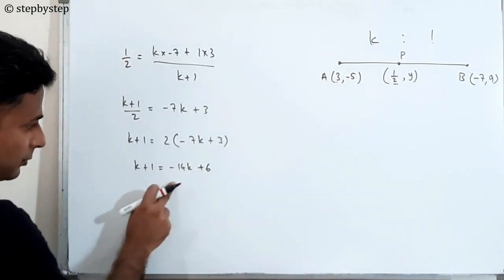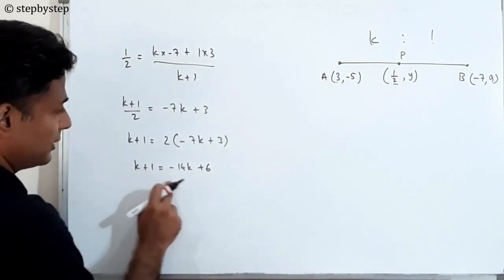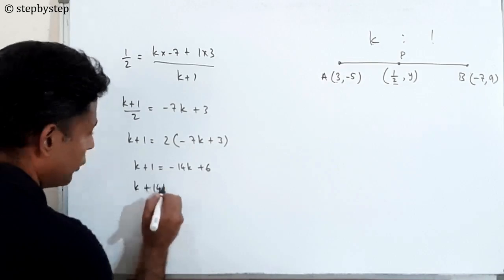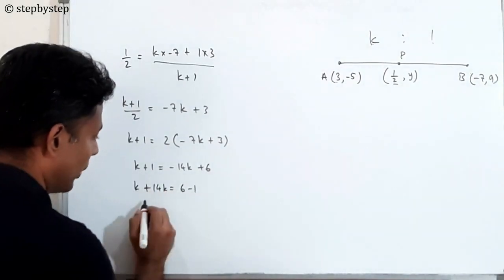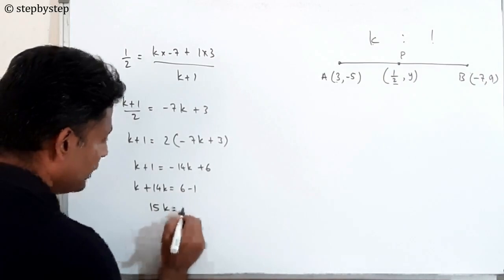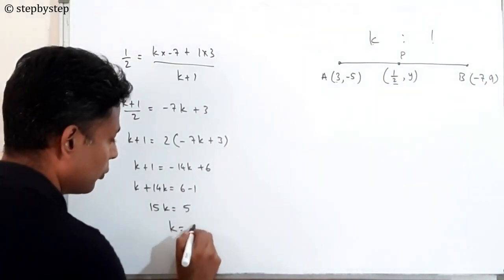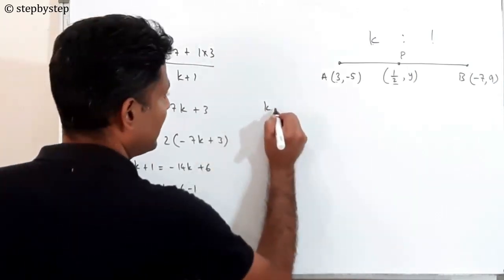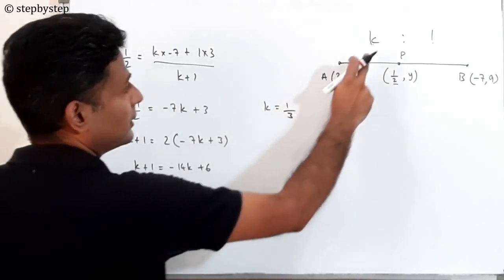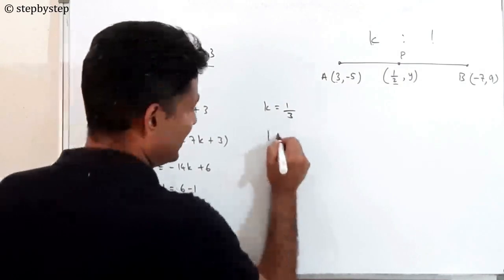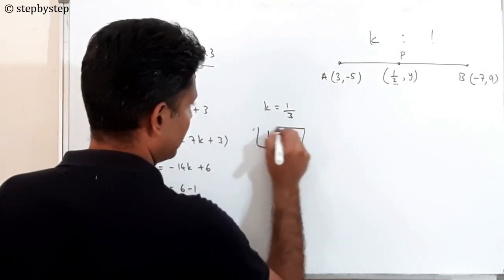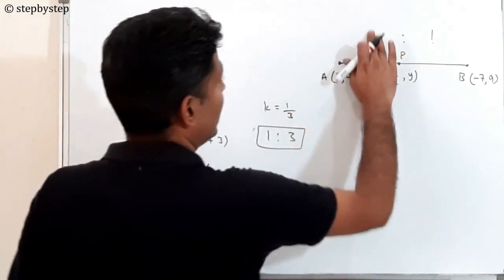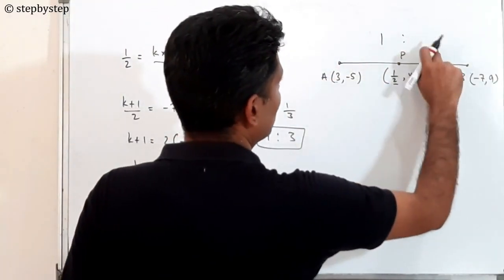Now k terms I'll transpose to this side and constants to that side. So I get k + 14k = 6 - 1, so I get 15k = 5. So k = 5/15, which is nothing but 1/3. So we get k = 1/3. Since k is 1/3, the ratio it divides is 1:3. So we got the ratio in which it divides. The ratio is 1:3.